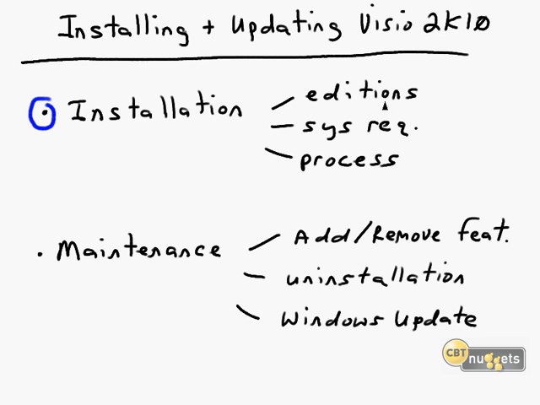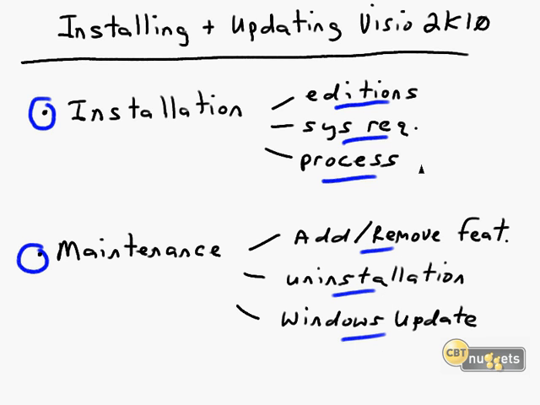Here we're going to look at the various product editions that Microsoft makes available to us. We'll cover system requirements, and we'll actually go through and demo the process of installing Visio 2010 under Windows 7. The second half of this nugget deals with maintaining the already existing software. Here we'll touch on things like group policy-based administration, adding and removing product features, uninstallation of the software, and keeping the software up to date using Windows Update.